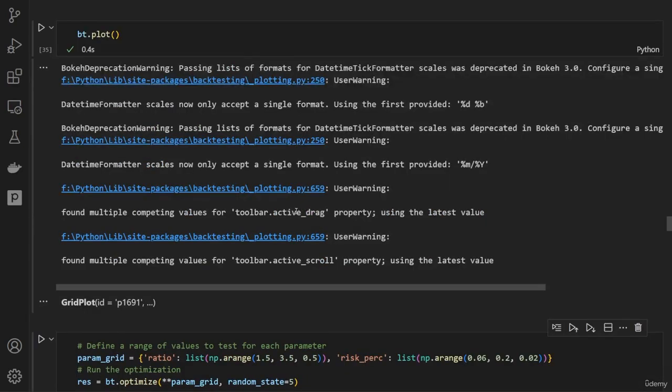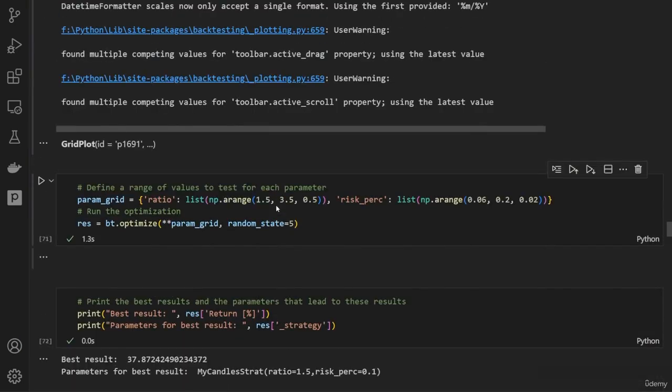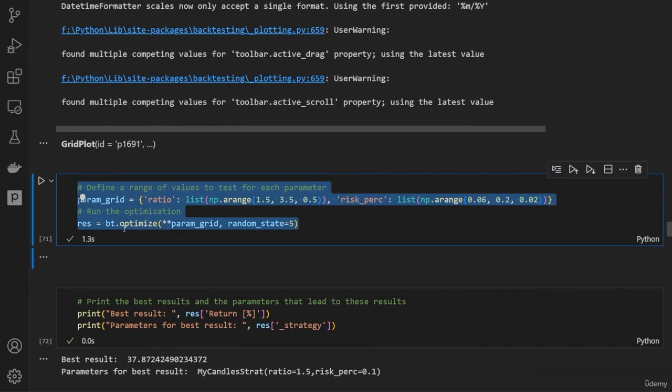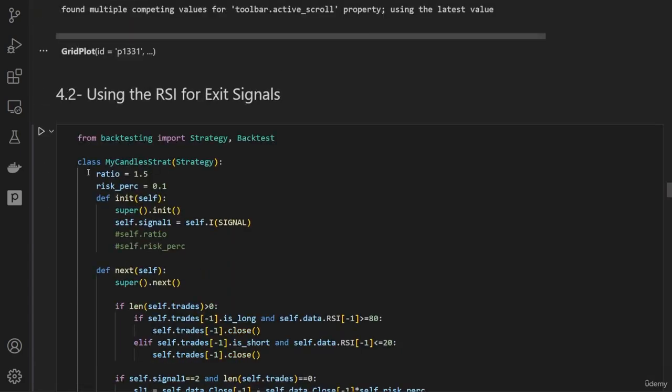And just before I end this video and this session on this strategy, we could apply the bt.optimize, so the backtesting.optimize function to optimize our strategies. We're providing some parameter grid. So if it's a grid search, we're providing the list of values for example, for the ratio and for the risk percentage parameters that we are using in the class right here. So these two.